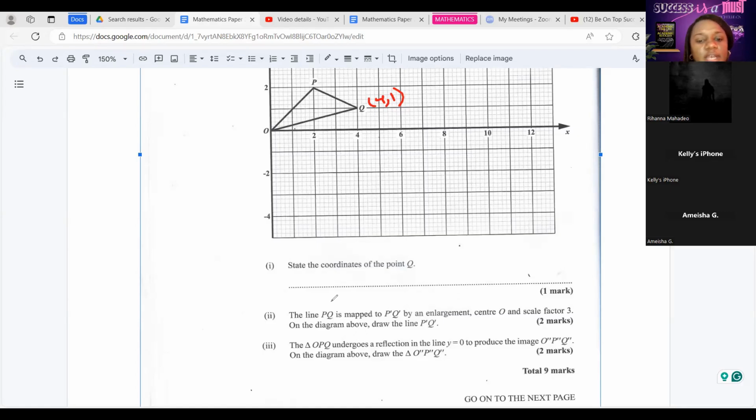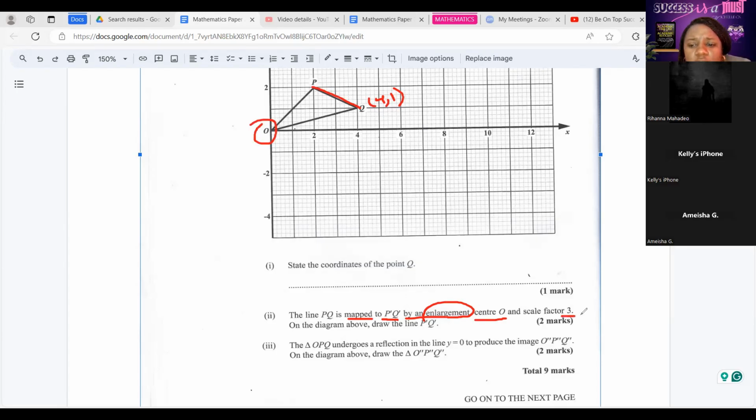Let me see. So you have here the line PQ. PQ is mapped to P prime, Q prime, which is an image line, of course, by an enlargement. So you may know there are 4 transformations: enlargement, reflection, rotation. Which one am I missing? Translation, like a slide. Right, so the center is usually real easy to do an enlargement like this particular one.